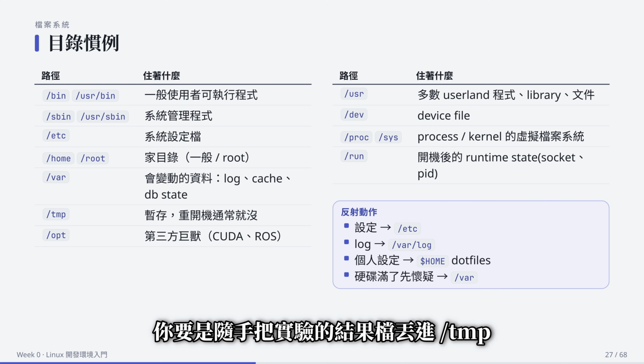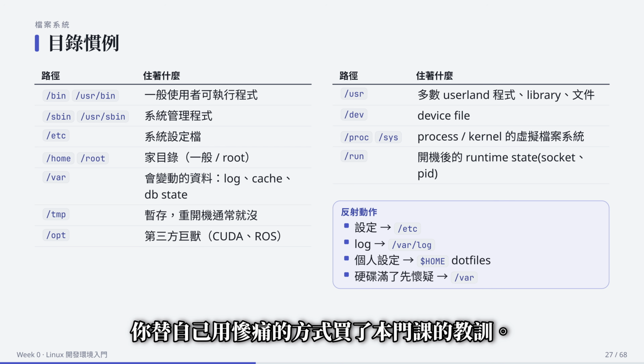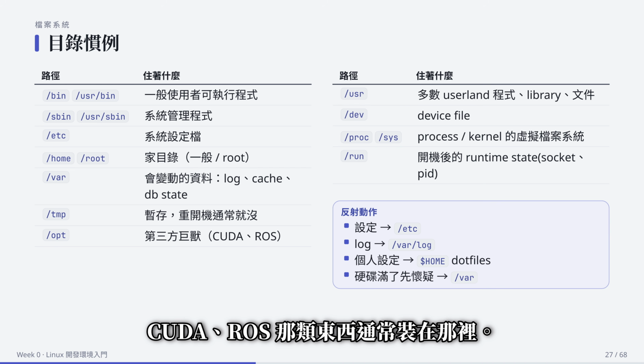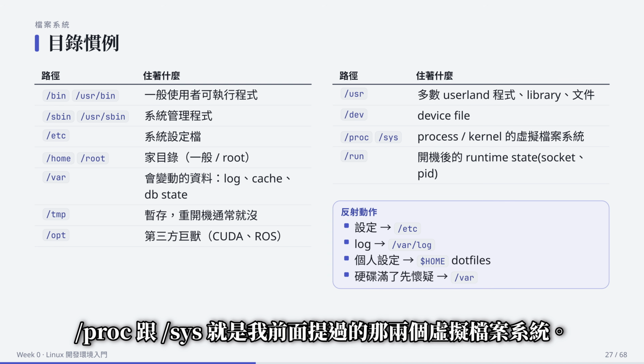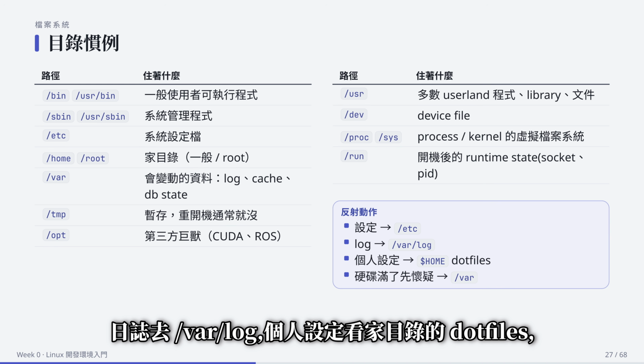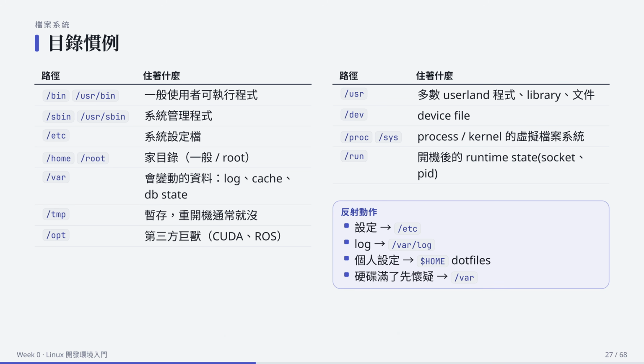If you carelessly dump your experiment's result files in /tmp, you're basically signing up to learn that lesson the hard way. /opt is where large third-party software lives. CUDA, ROS, that kind of thing usually gets installed there. /proc and /sys are the 2 virtual file systems I mentioned earlier. 4 reflexes worth keeping in mind: look in /etc for configuration, /var/log for logs, home directory dotfiles for personal settings, and suspect /var first when the disk fills up.